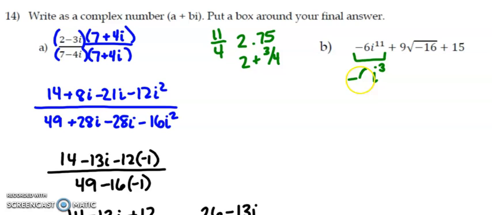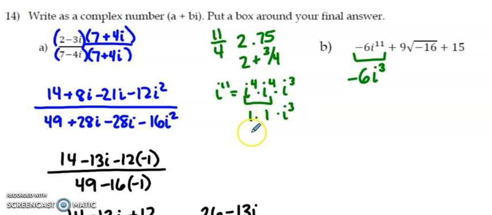Okay. Another way you can think about it is I to the 11th is equal to I to the 4th times I to the 4th times I to the 3rd. And these are each just 1 times I to the 3rd. Overall then, I to the 3rd is the same thing as negative I, which means this really is 6i.